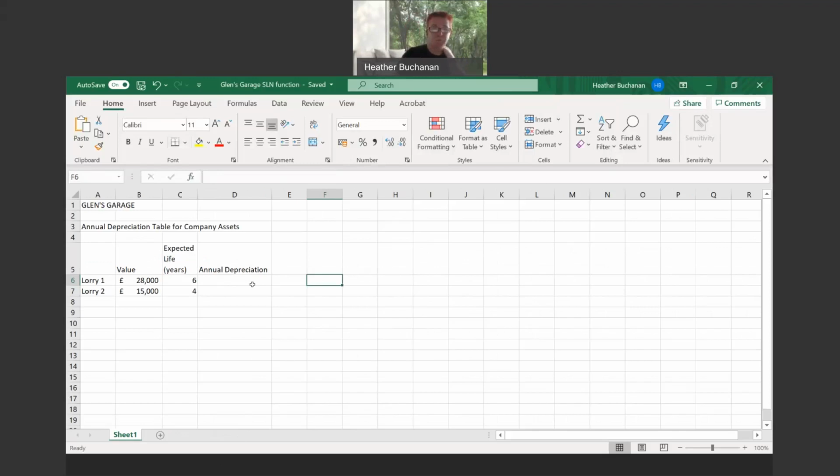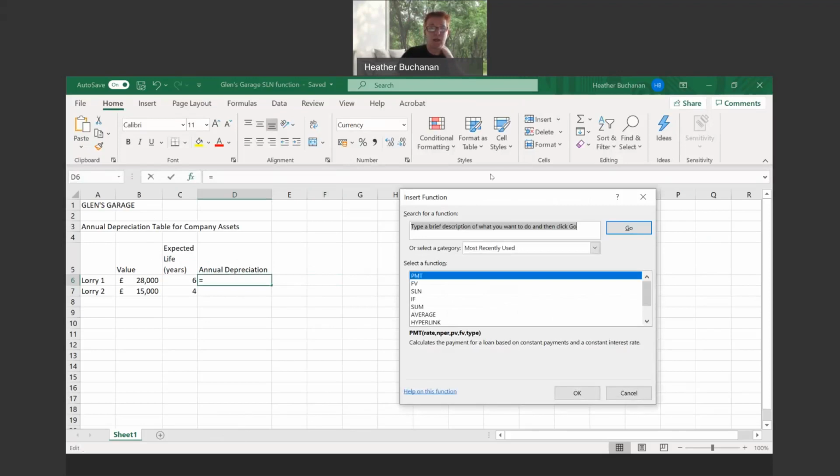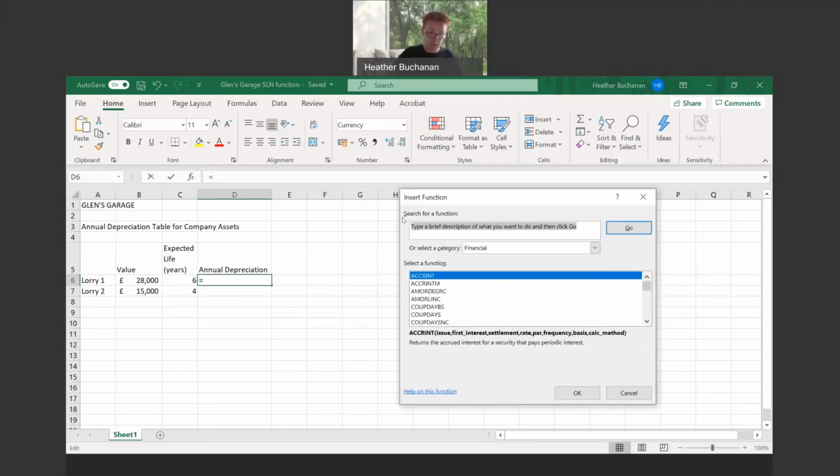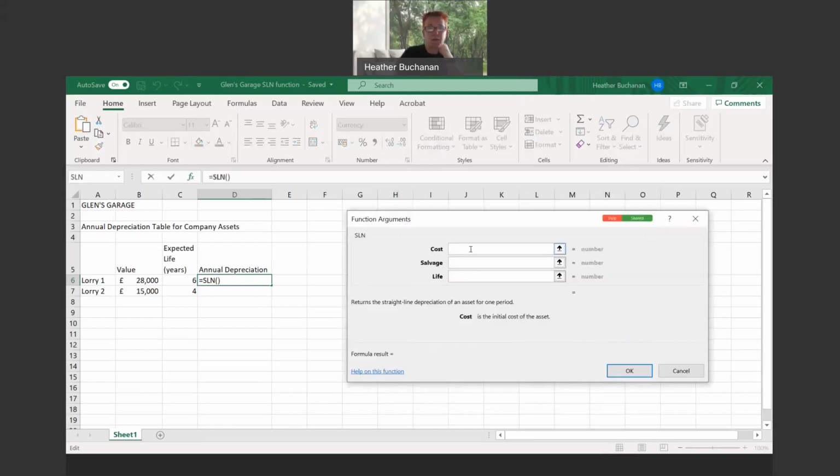So we're just going to click into D6, click on FX. Again, you would go into your financial, type in SLN and go, and there we have it. It returns the straight line depreciation of an asset for one period. So nice and easy. The cost of lorry 1 was £28,000, so that's B6. The salvage value we're saying is 0. And the life expectancy of this particular lorry is 6 years, and we get that from C6.